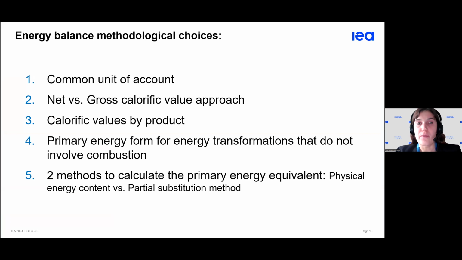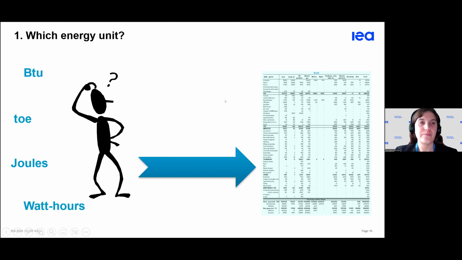So first, you need a common unit of account. We need to decide on the net versus gross calorific value approach. We need to look at calorific values by product. We also need to look at primary energy form for energy transformations that do not involve combustion. And then finally, how we calculate the primary energy equivalent.